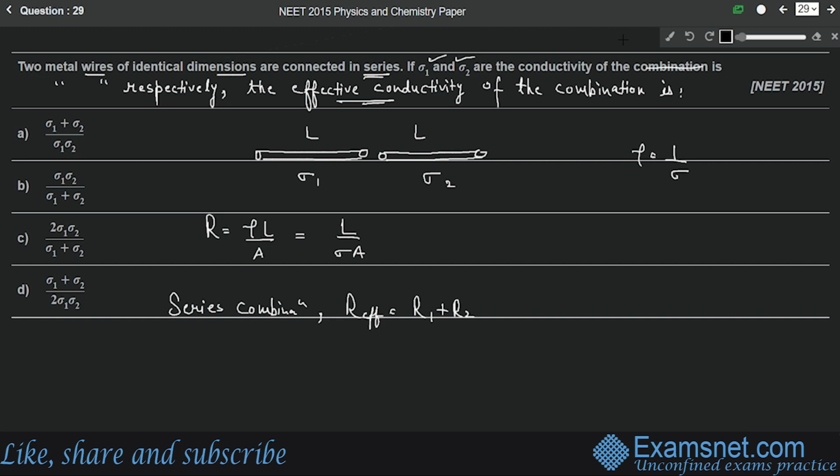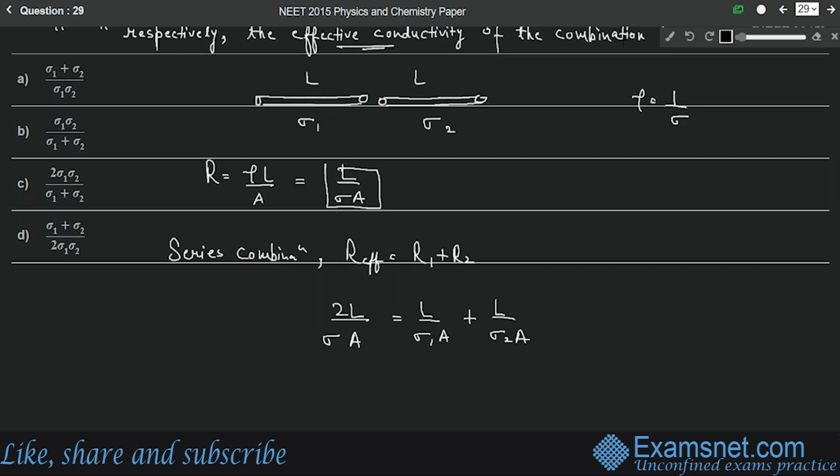What will be the effective resistance in terms of the conductivity? The total length, that means 2L, upon the effective conductivity of the combination, sigma, into the area of cross section, which remains the same, A. And this side R1 plus R2. For the first conductor it will be L by sigma 1 into A, and for the second one L by sigma 2 into A. Now on solving this, we can find the value of sigma. L can be cancelled and A can also be cancelled. So 2 by sigma is equal to 1 by sigma 1 plus 1 by sigma 2.